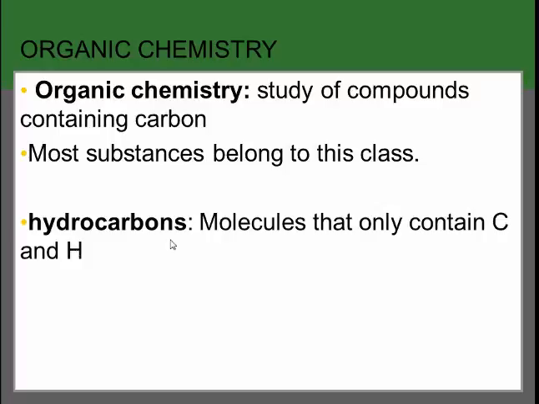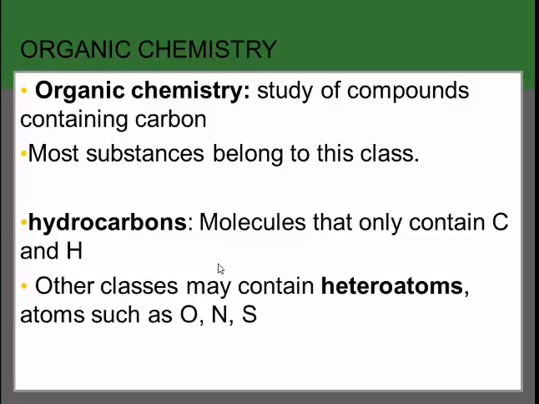Hydrocarbons, as we briefly discussed in a previous chapter, are molecules that contain only C's and H's, only carbon and hydrogen. Other classes of organic compounds might have heteroatoms, which are defined in organic chemistry as any atom other than carbon and hydrogen. So oxygen, nitrogen, sulfur are all common heteroatoms in organic chemistry.